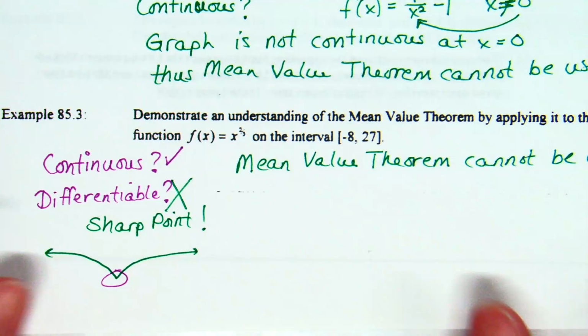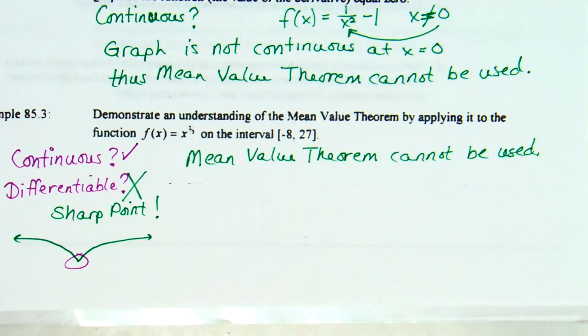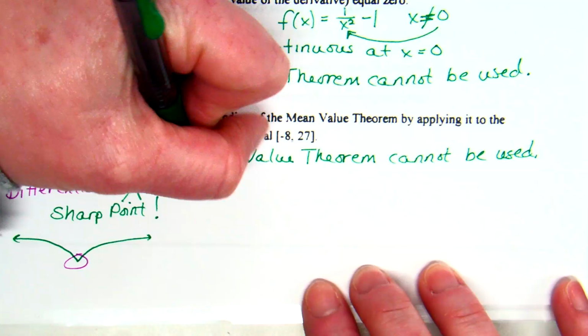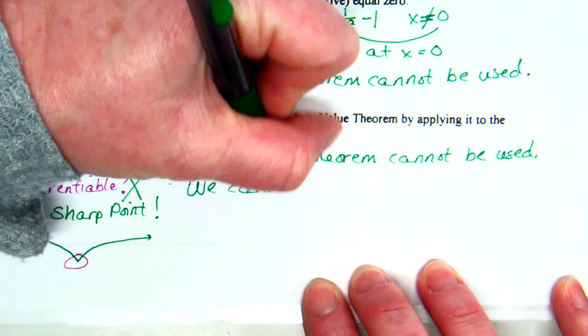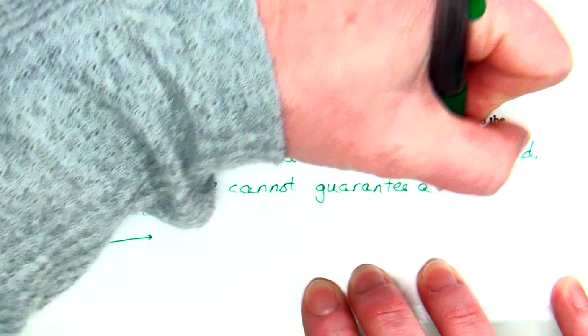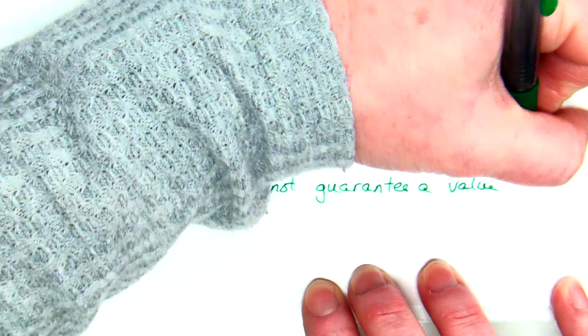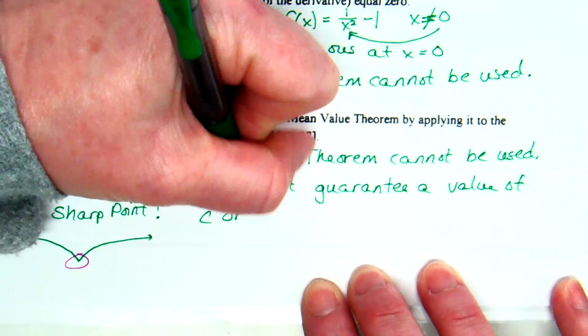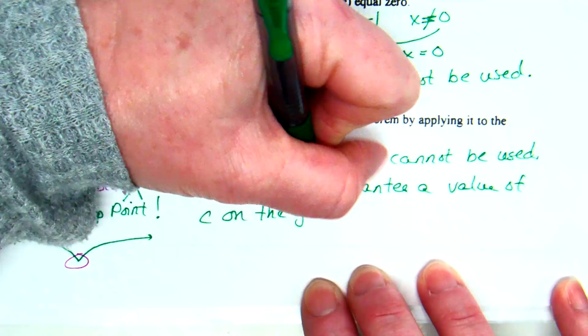On this interval, right? We cannot guarantee a value of C on the given interval. Does that mean that C couldn't exist at all? No, there could be something outside of the interval, but we just can't guarantee it on the given interval. So we cannot guarantee a value of C on the given interval.